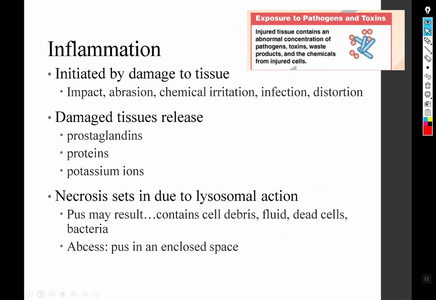So this is really just a recap of this, but it does include some kinds of cell death. So you might remember lysosomes. These are the recycling center of the cell.